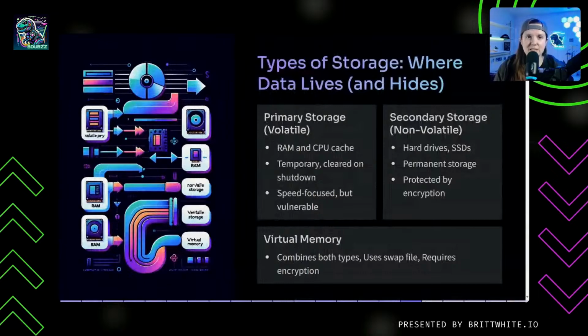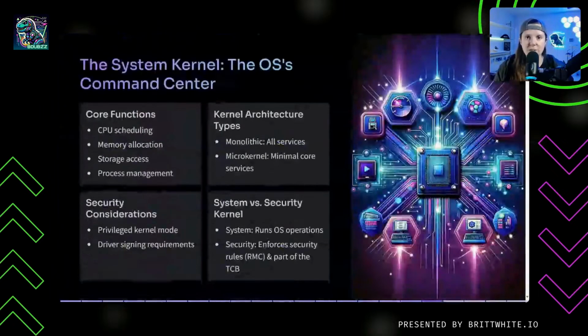And then we have the system kernel. Think of the system kernel as your building's security control room. It's the operating system's command center where all critical operations are managed and monitored. While it's not the same as the security kernel we discussed earlier, understanding the difference is crucial.